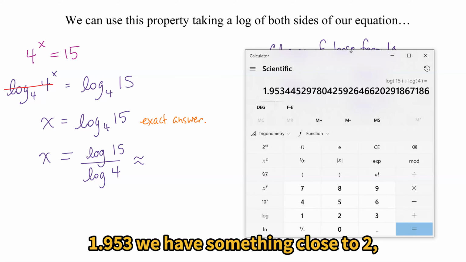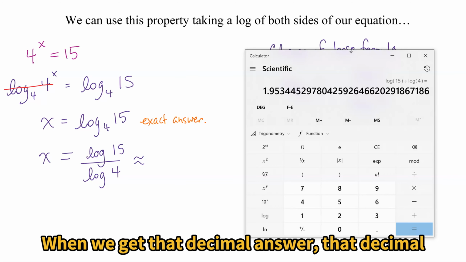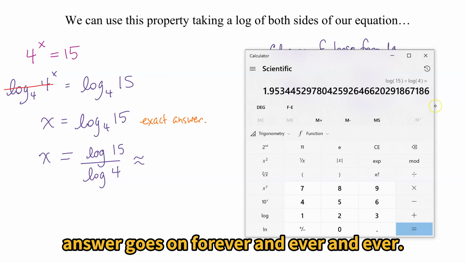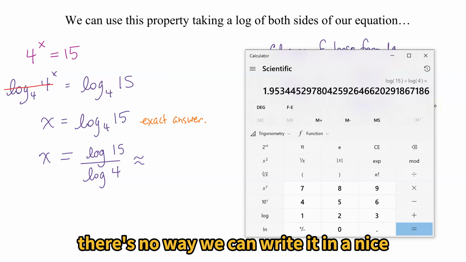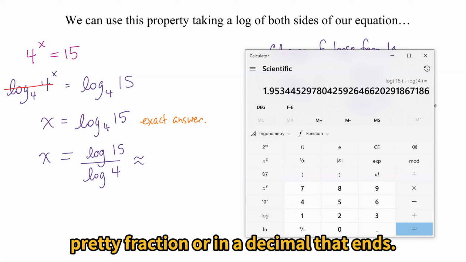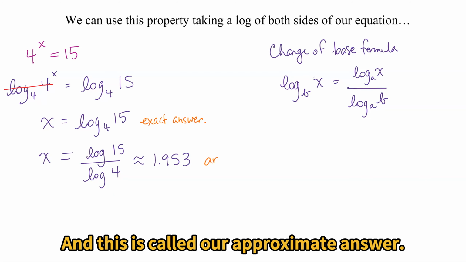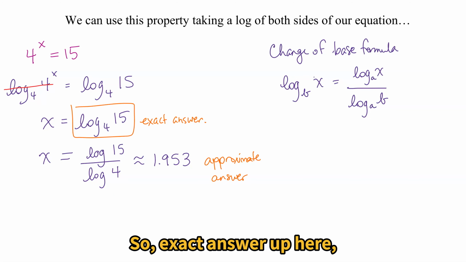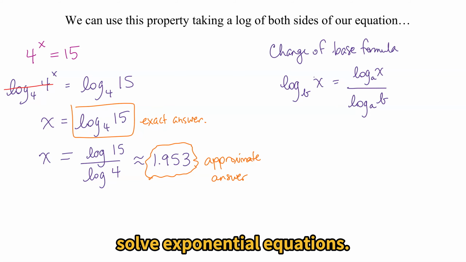And sure enough, 1.953, we have something close to 2, which it should be, and this is our approximation. The decimal answer goes on forever and ever. It's irrational. There's no way we can write it in a nice pretty fraction or in a decimal that ends, so we approximate it. 1.953 is called our approximate answer. So exact answer up here, approximate answer as our decimal. And that's one way we can solve exponential equations.